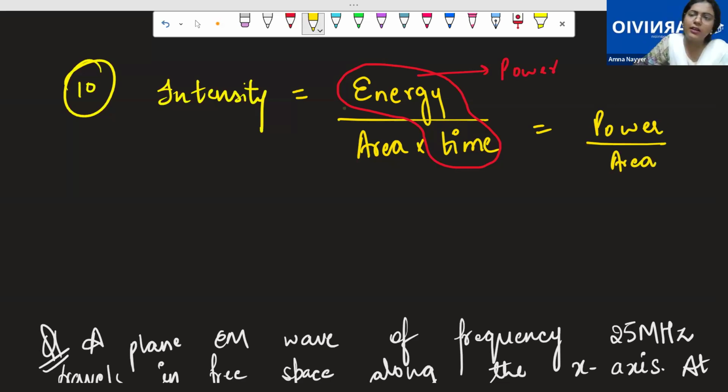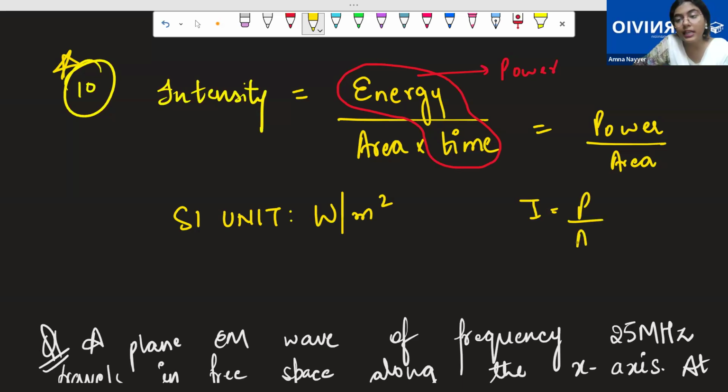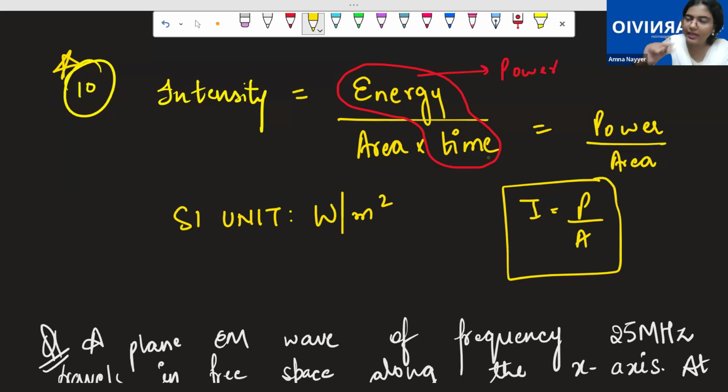This is a very important part. Questions have come often from this intensity part, not from this chapter, but from your waves chapter. This intensity formula can be used anywhere. I'll tell you this because in other chapters it has been used. I remember the questions are there from intensity. Okay, so the SI unit of intensity will be watt per meter square. Use this formula of intensity as power by area. This is a common formula. Now we will do two numericals based on this.